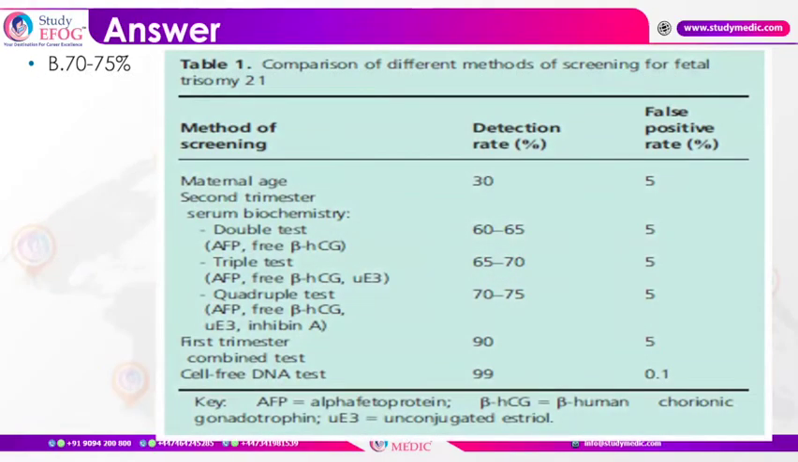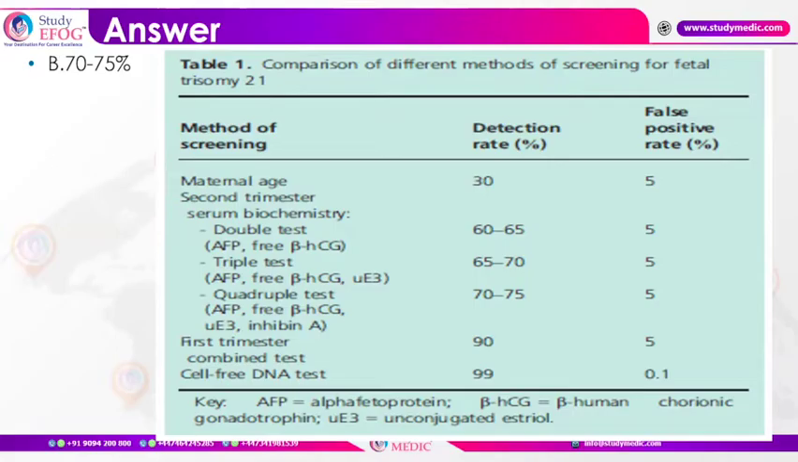This chart will give us the exact criteria. For maternal age, 30% is the detection rate. In the second trimester, there are the double test, triple test, and quadruple test. The double test, alpha fetoprotein and serum beta HCG, gives a detection rate of 60 to 65%. The triple test, alpha fetoprotein, beta HCG, and estradiol, gives 65 to 70%. And the quadruple test, alpha fetoprotein, free beta HCG, estradiol, and inhibin A, gives a detection of 70 to 75% with a false positive rate of 5%.